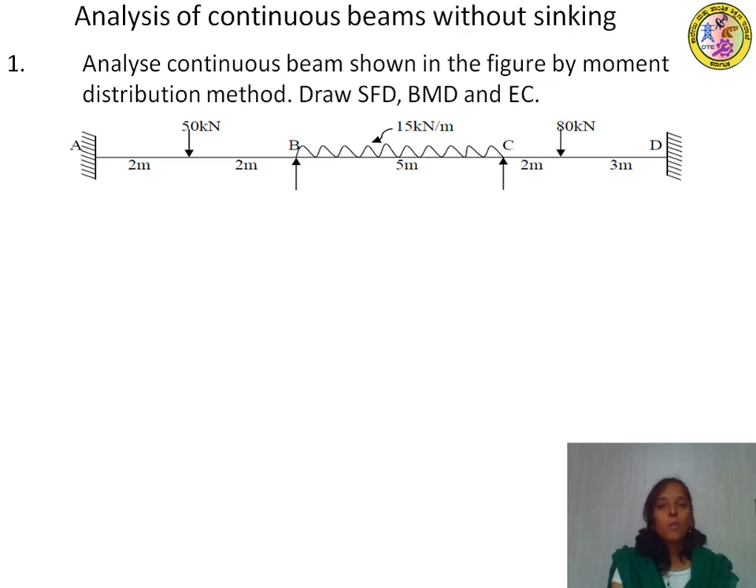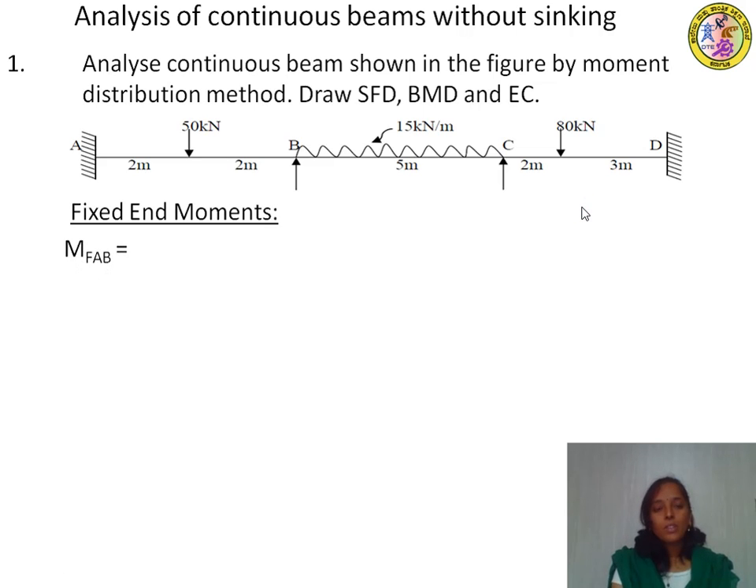So the given problem is a continuous beam ABCD wherein support A and D are fixed. This is a fixed continuous beam. AB is subjected to a central point load of 50 kN, BC is subjected to UDL of 15 kN per meter and CD is subjected to an eccentric point load. So first step is to find the fixed end moments.